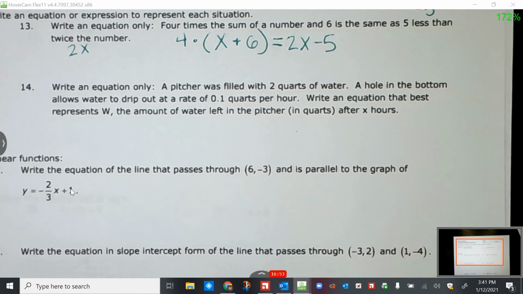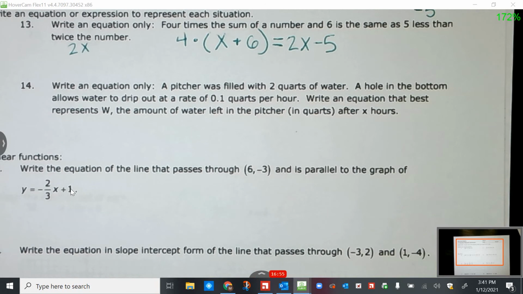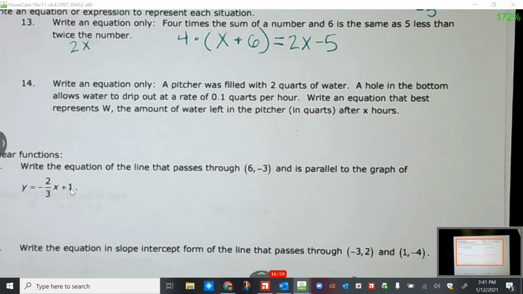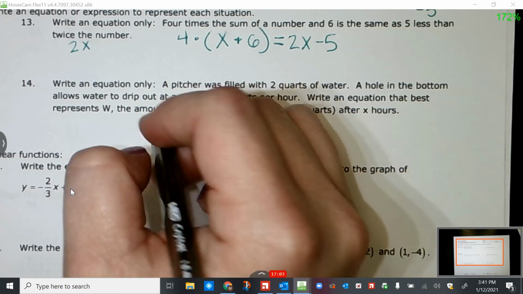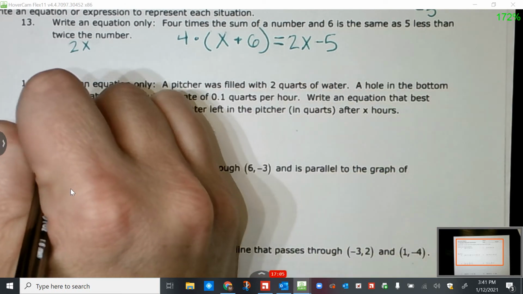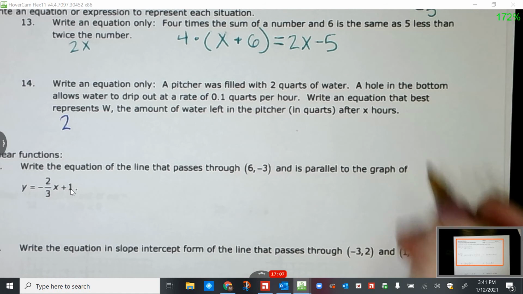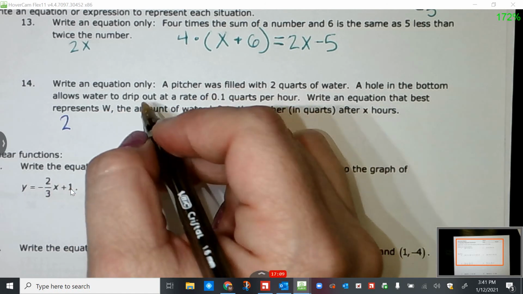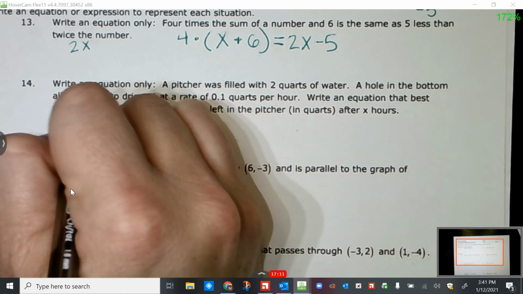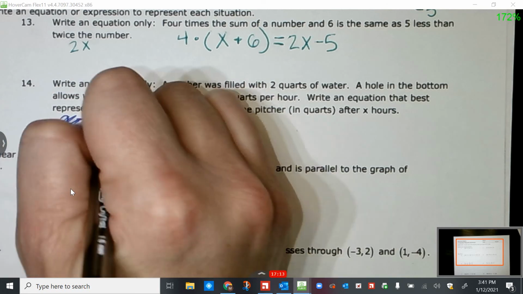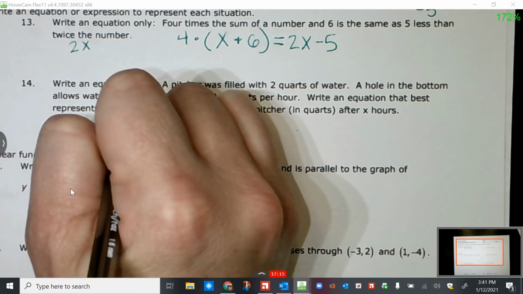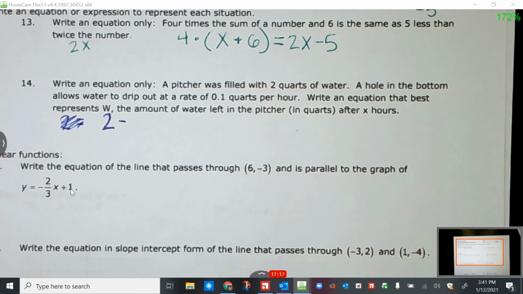Now this one says write an equation only. A pitcher was filled with 2 quarts of water. So we're starting with 2 quarts of water. A hole in the bottom allows it to drip out at a rate of, so we know that's, oh, hold on. We know that it's dripping out, which means taking away, subtracting.